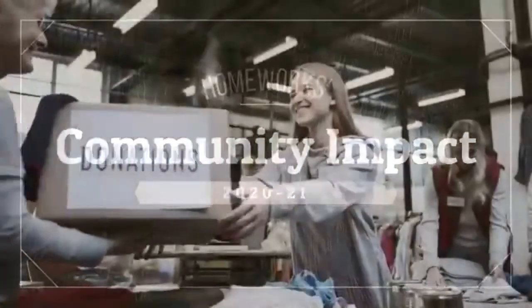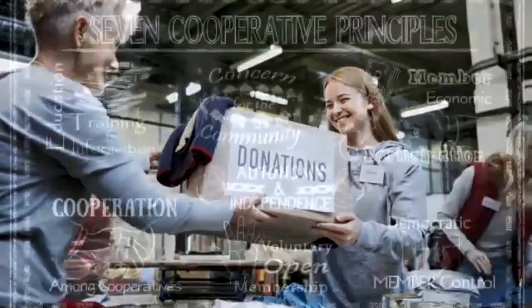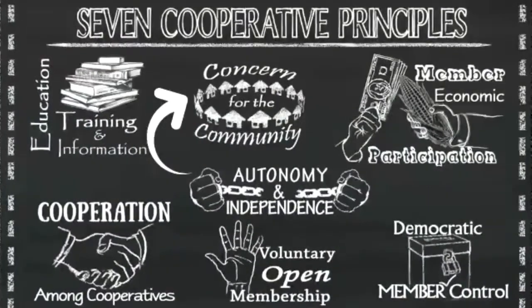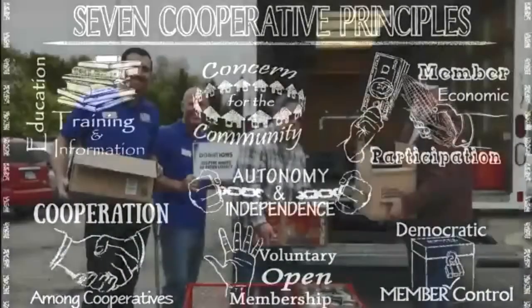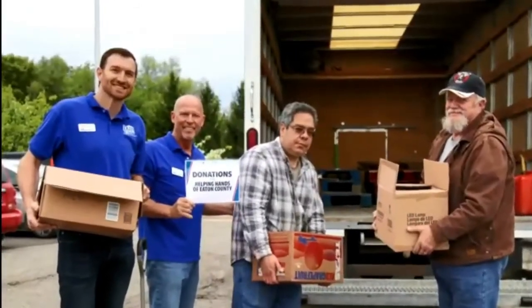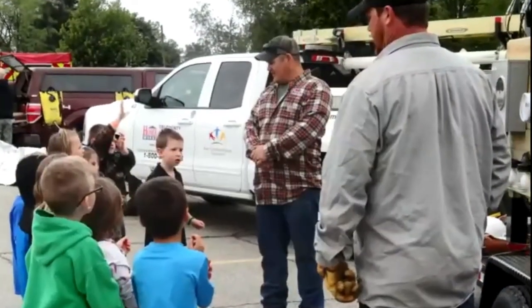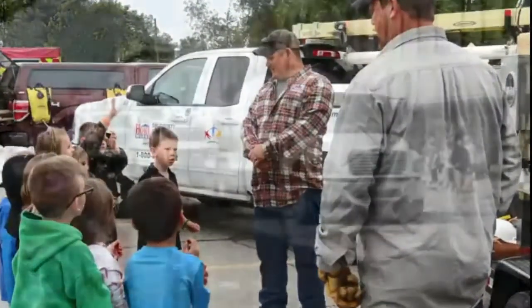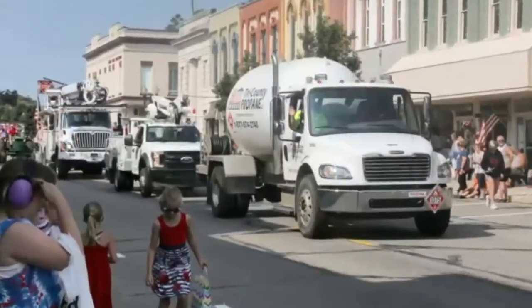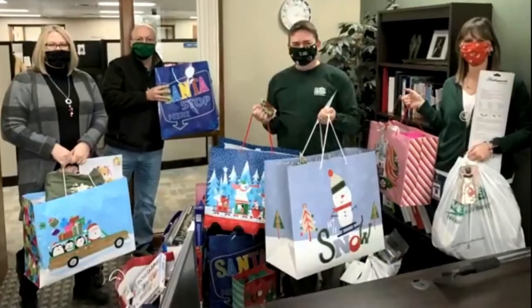Concern for community. It's one of the 7 guiding principles that the cooperative business model was founded upon. And here at Homeworks, it's a principle we strive to embody every day in every way that we can. You see, we don't just do business here in rural mid-Michigan. We live here, and we genuinely care about the communities we serve. With the pandemic bringing about more dire financial hardship and a deeper need throughout our service territory, we have made it our mission to give even more.